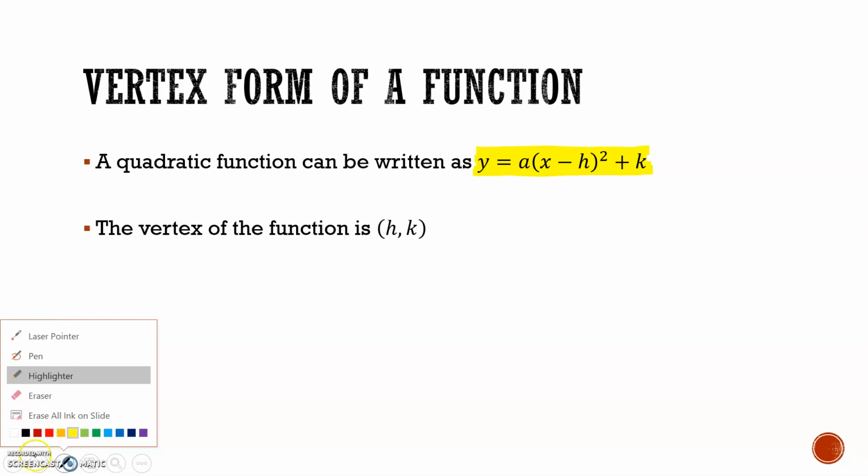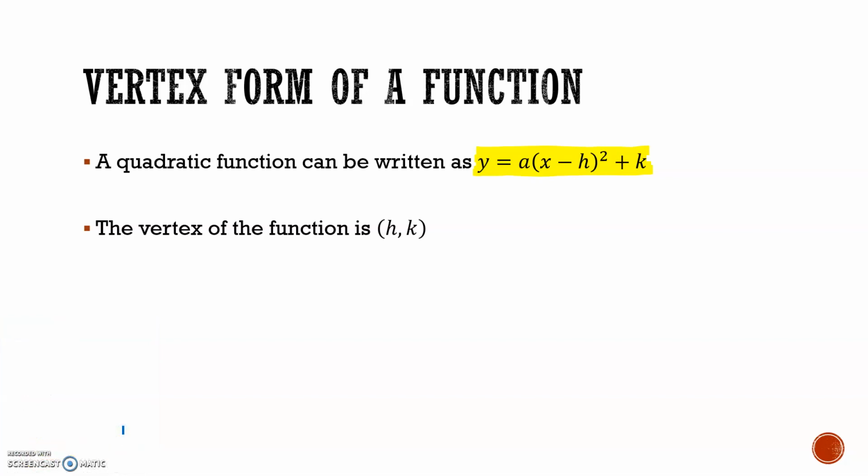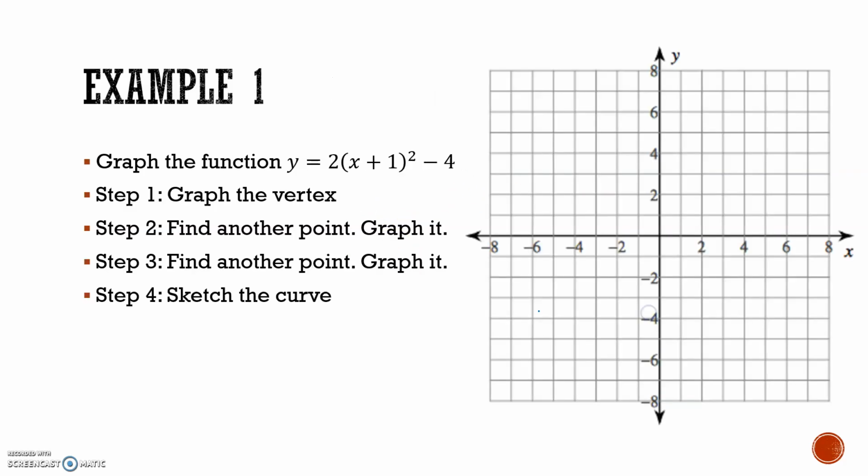So the nice thing about vertex form is that when I look at it, I know exactly what my vertex is. I don't have to do any math behind it. It's given by (h, k). Now notice that h has that negative sign in front of it. So I'm going to do the opposite sign for my x coordinate, and then the y coordinate is whatever is added or subtracted at the end. So here we go. We're going to find our vertex first. My vertex is going to be the opposite sign, so (-1, -4).